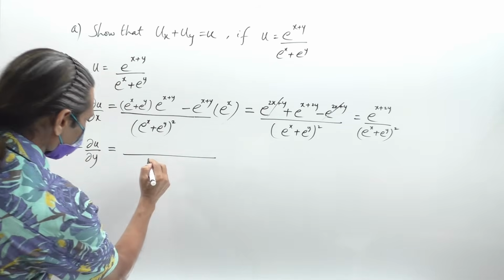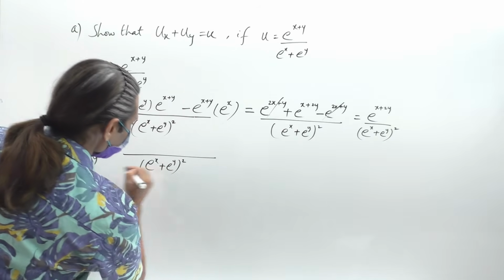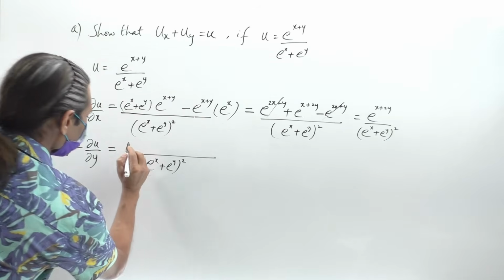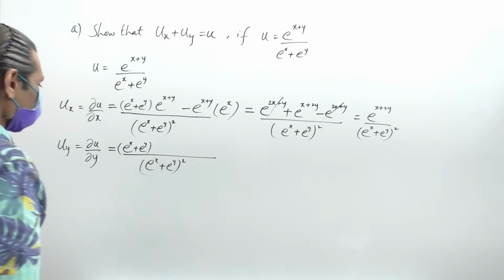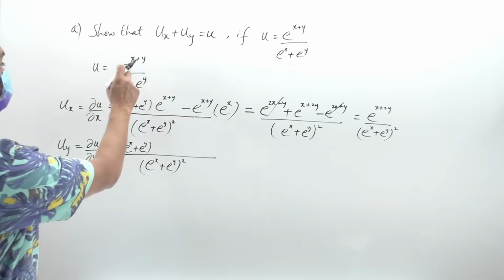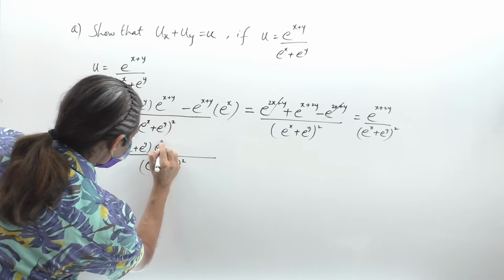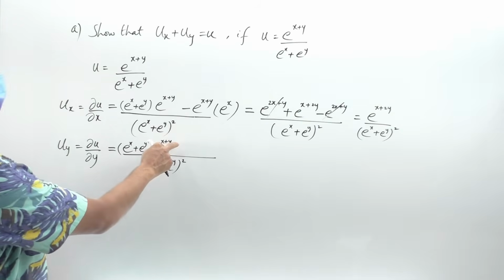The denominator square, that is (e raised to x plus e raised to y) squared. Now the denominator second term as it is. Now the derivative of the first, this numerator, with respect to y. So that is e raised to x plus y as it is, because the derivative of e raised to x is e raised to x. So e raised to x plus y, again into the difference, x is 0, y is 1.